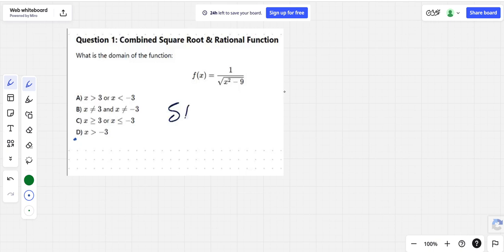Hi, let's solve this SAT math question. I chose this question because most of the students get tricked when it comes to choosing the right answer. So the question goes like this: we need to find the domain of the function. Here we got a rational function.